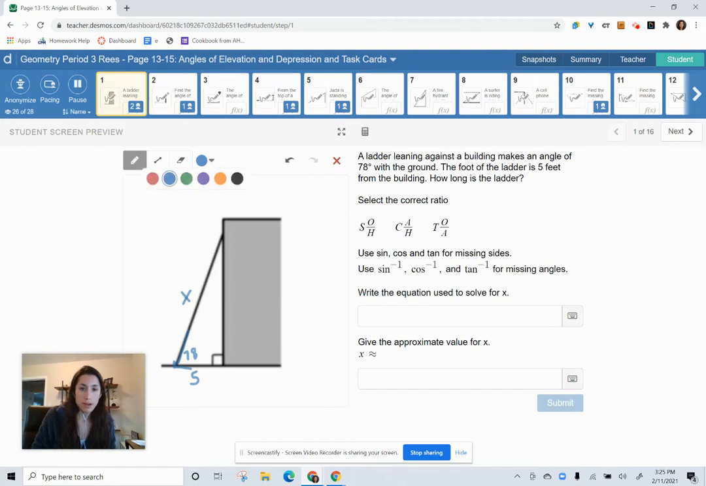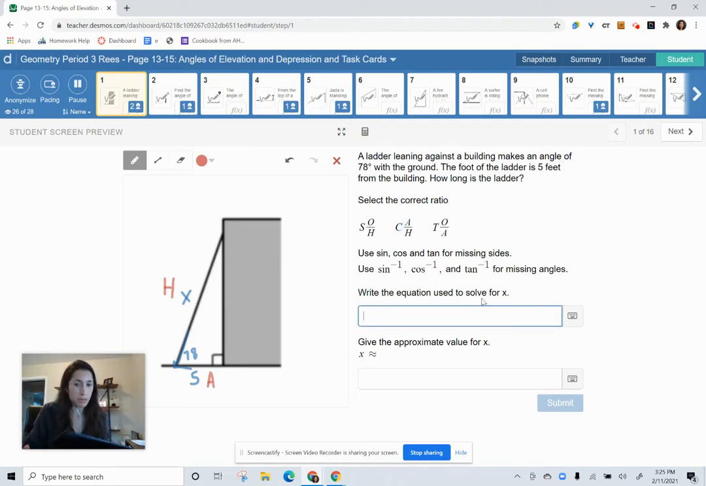So now that we have it set up, it's really just a sine, cosine, tangent problem. From 78 degrees, this side is next to it, adjacent. This side is a hypotenuse. So I say, okay, sine, cosine, or tangent, SOH CAH TOA. Well, I have an adjacent and hypotenuse, and I'm going to use a regular sine, cosine, tangent for a missing side, because that length there, the ladder, is a missing side.